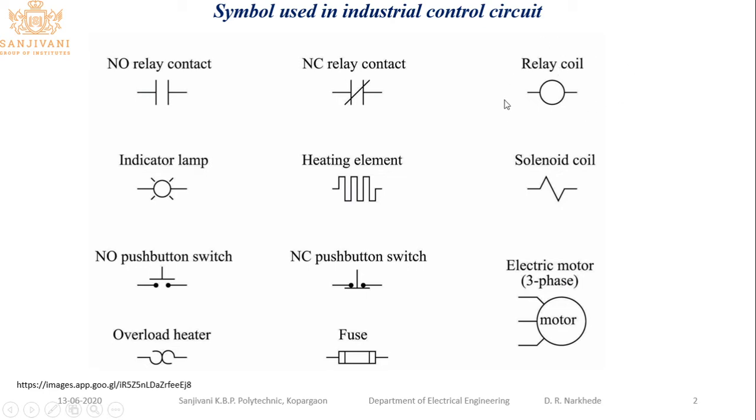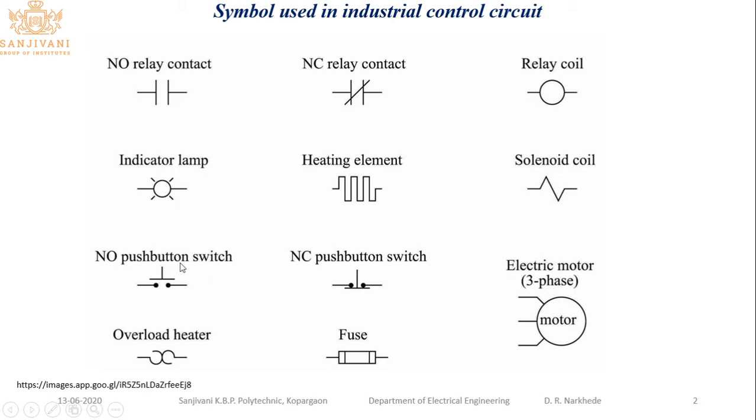Then the third thing is the relay coil. It represents the output device, which may be a contactor or anything else, so for that purpose you use the relay coil. Then the indicator lamp. Various indicator lamps are used for giving you indications whether the system is on or off. Then the heating element symbol, the solenoid coil, then the push button.